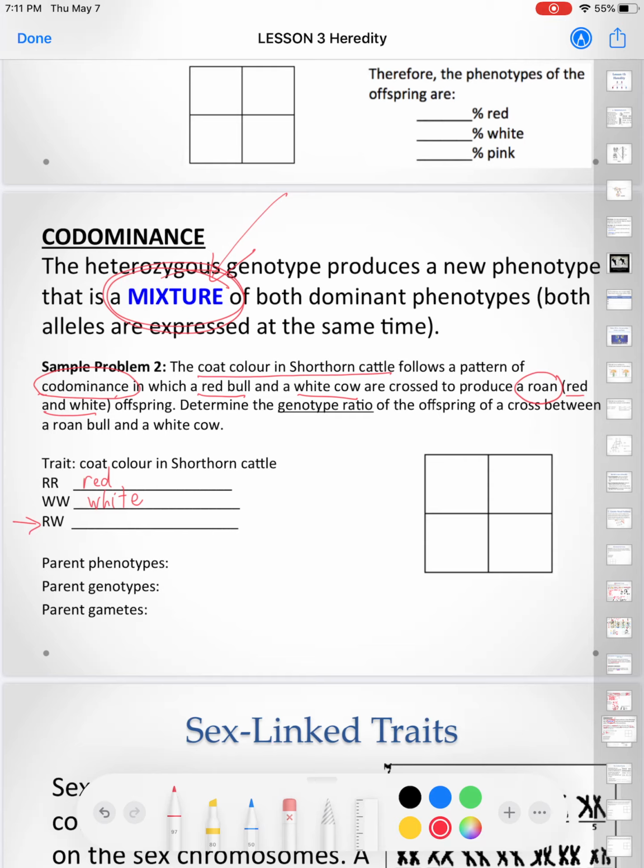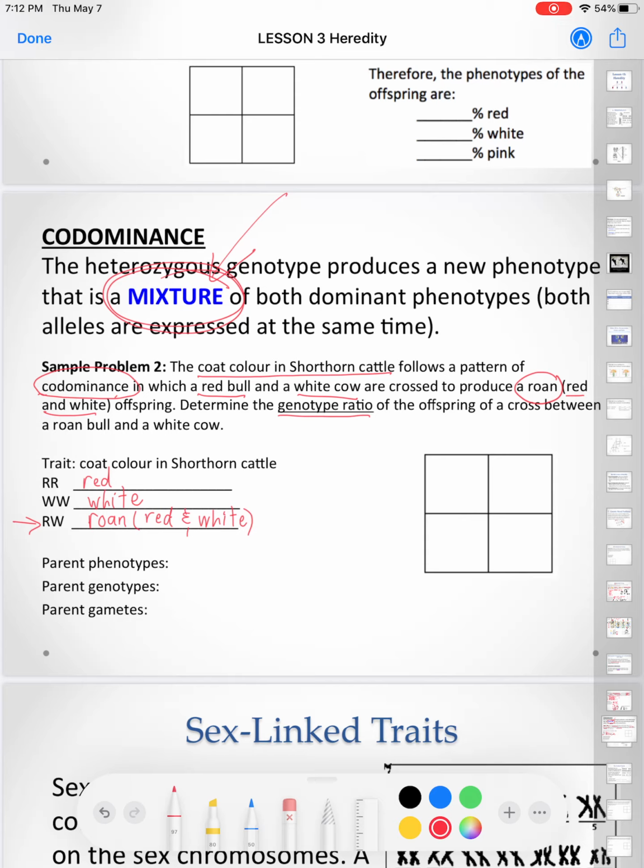And in our previous incomplete dominance question, the example would have made a pink cow, but that doesn't make sense here because this is codominance. So in this case, that heterozygous individual is going to give us our third phenotype. That is roan, which is really red and white together. So this would be like a spotted cow, like a white cow with red spots on it. Not a pink cow.